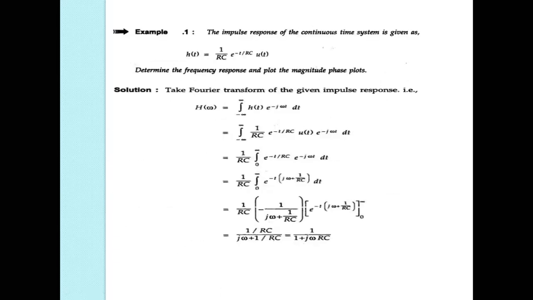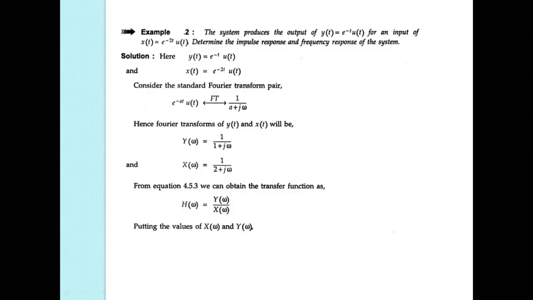And some examples. For example, I told you it is a very important one and definitely we will get it in the mid examination, my dear students. If it is the first mid examination, a definite question is H of t is equal to 1 by RC e power minus t by RC mu of t, and you have to plot the magnitude and the phase plot also. Note down this one. And another example, Y of t is equal to e power minus t mu of t, and X of t is equal to e power minus 2t mu of t, and you have to find out the H of t and the frequency response H of f.